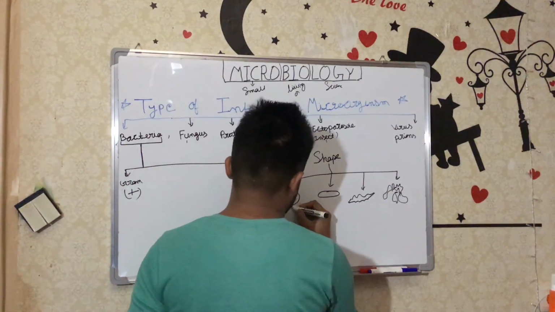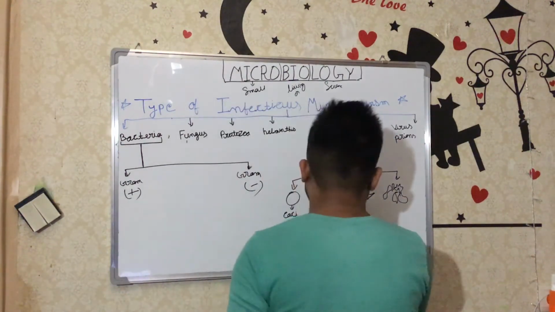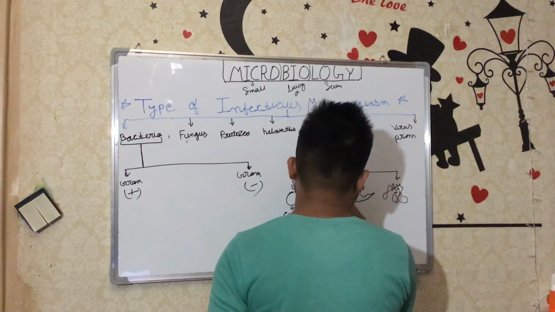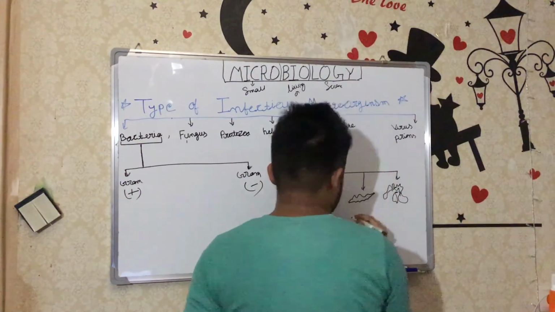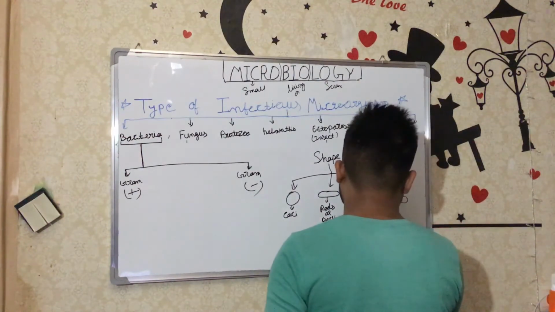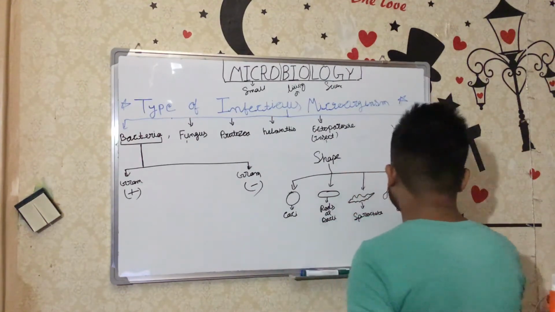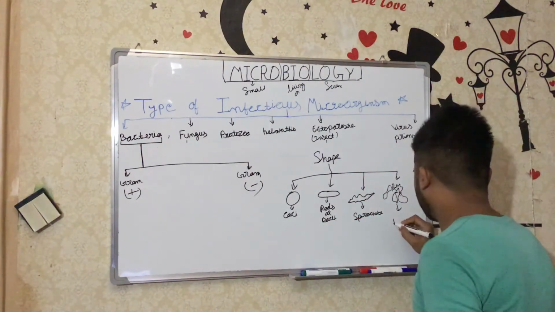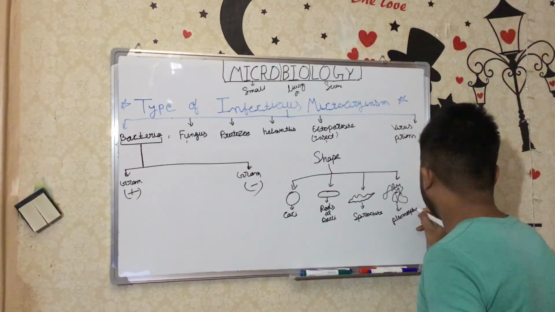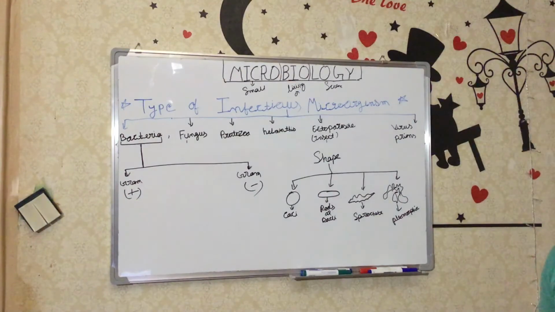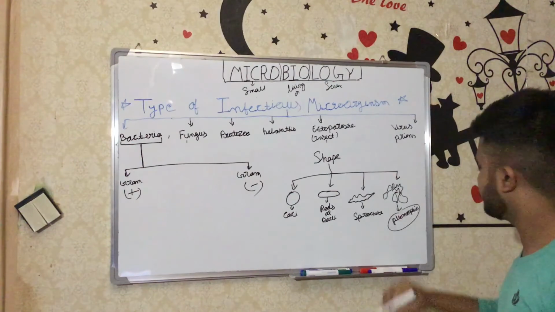So this is the round shape, that is the cocci. This is the rod, or we can say bacilli. This is spirochete. And this shape is known as the pleomorphic shape. Pleomorphic means it can change its shape according to the situation. So that is the pleomorphic shape.